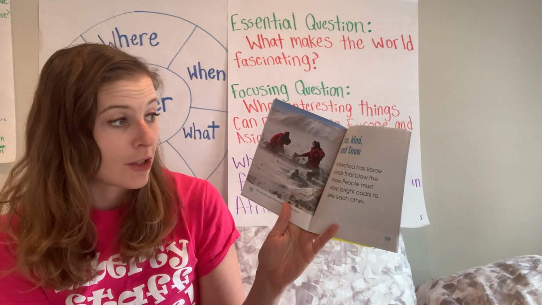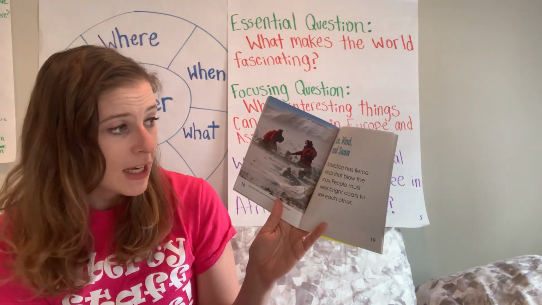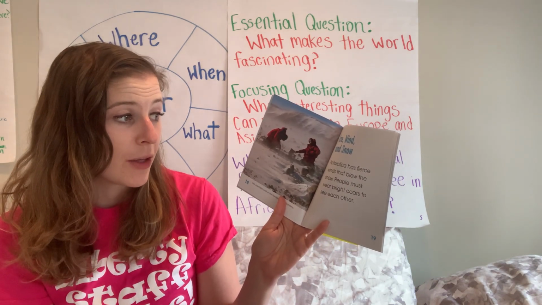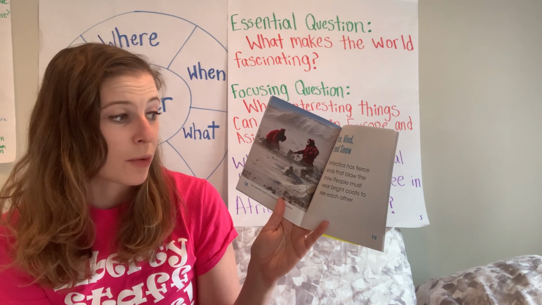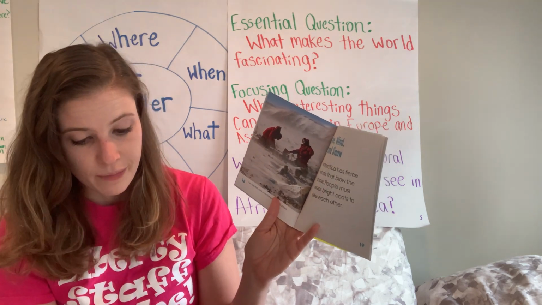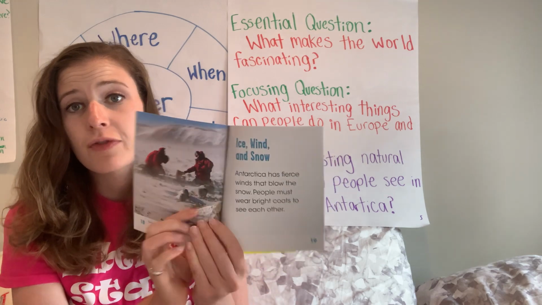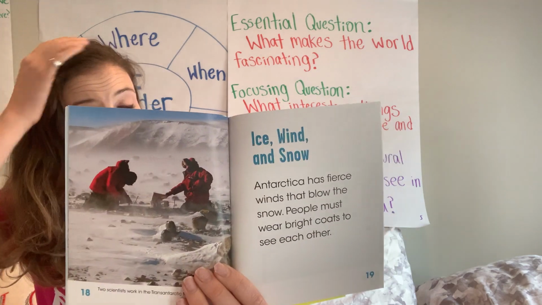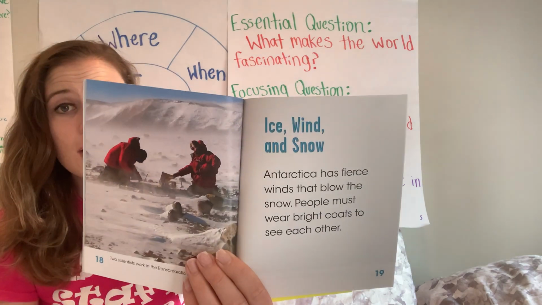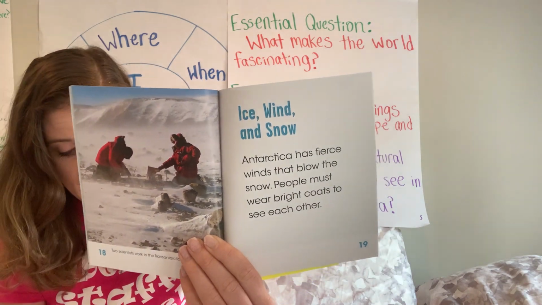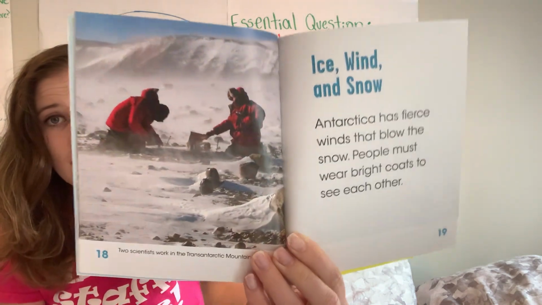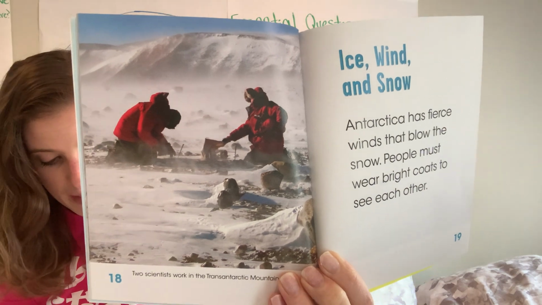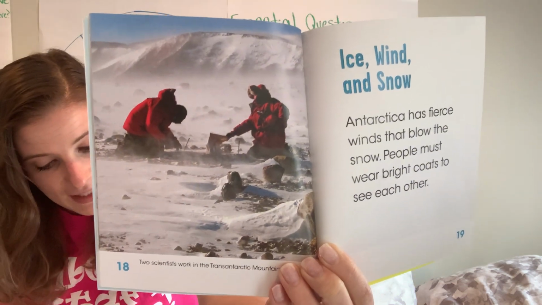Ice, wind, and snow. Antarctica has fierce winds that blow the snow. People must wear bright coats to see each other. So right away, just from the heading, which remember is at the top, we learn that Antarctica has ice, wind, and snow. And how does that picture help us to understand what life is like?